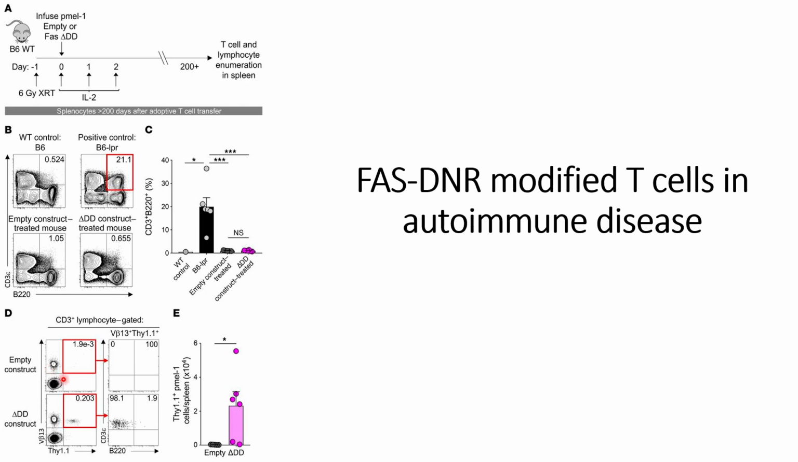Right? In the case of the empty construct, they see some populations, that is Thy1.1 positives, which is the marker for a CAR construct. And out of that, they can see that the B220 positive cells are almost negligible. Whereas in the case where the FAS signaling pathway has been truncated, they see that around 98.1% of those Thy1.1 positive cells are negative for B220.